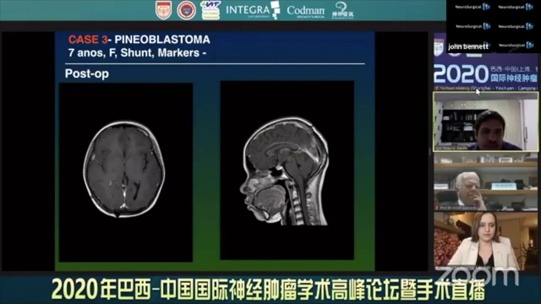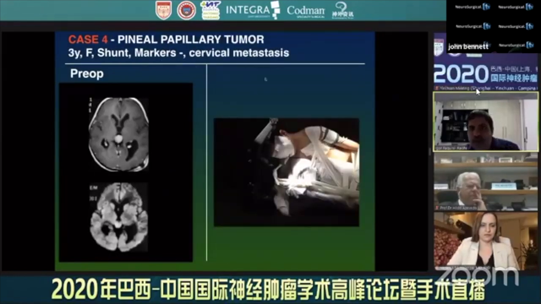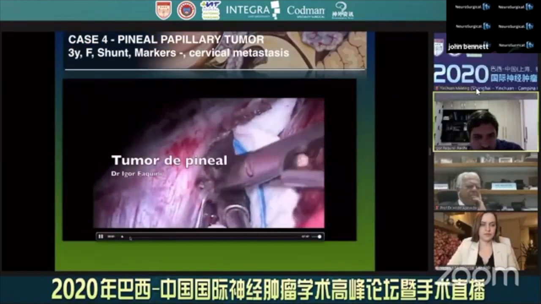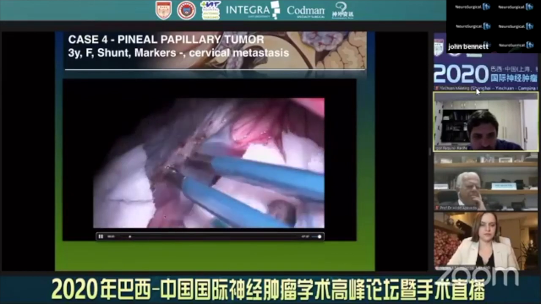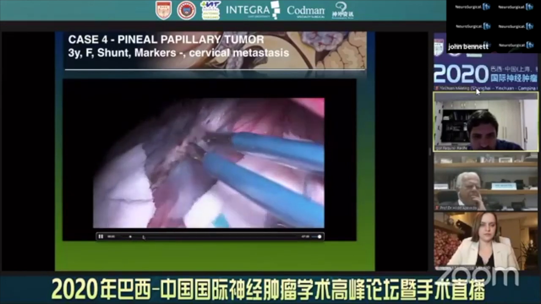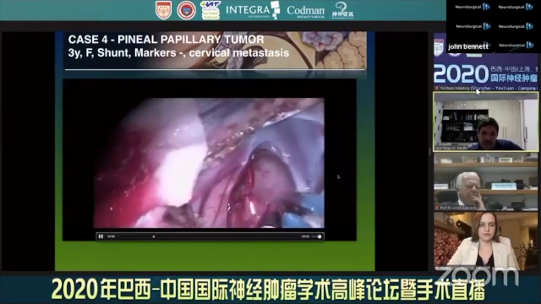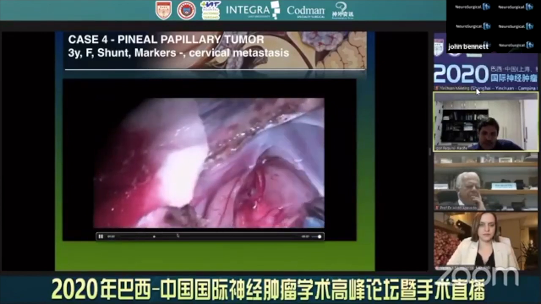This is another case, a three-year-old female, shunt markers negative, and she had a metastasis in the cervical region. So we decided to do an occipital transtentorial approach, opening the tentorium, coagulating the dura, and starting to debulk the tumor under the Galen's vein.